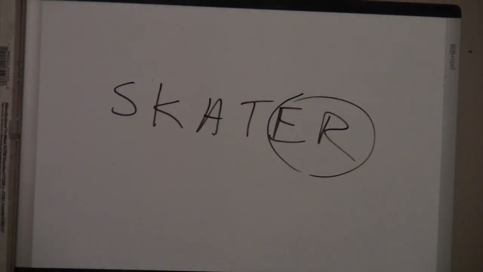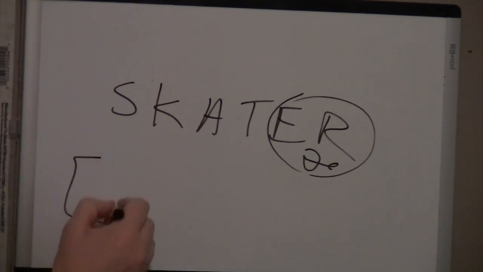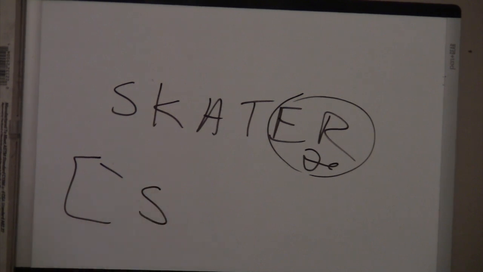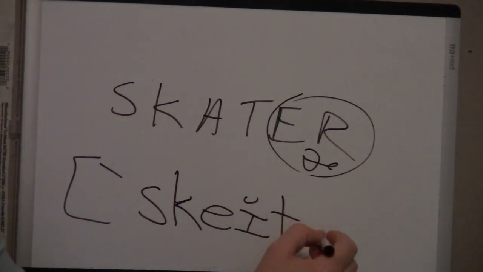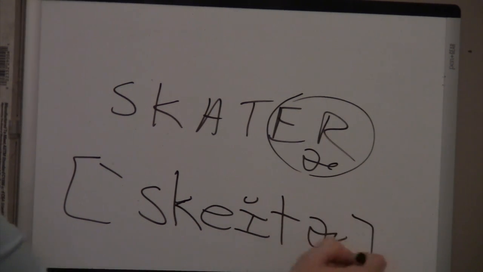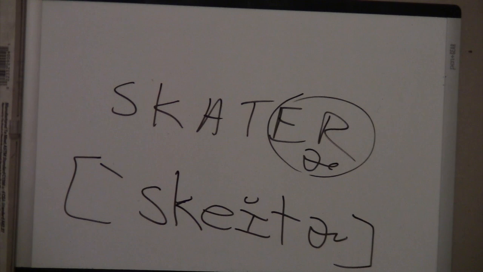We're going to transcribe the word "skater." Right away, you see this ER ending. Since it's an ER ending, you right away know it's going to be the schwa with R coloring. First sound you hear is S, and then K. The next sound you hear is A, as in "pay." T. And the schwa with R coloring. Skater.